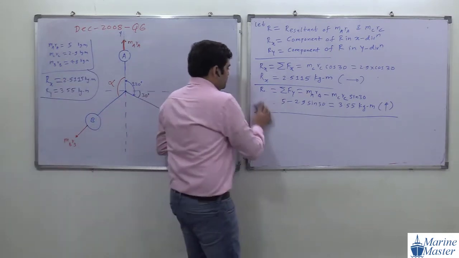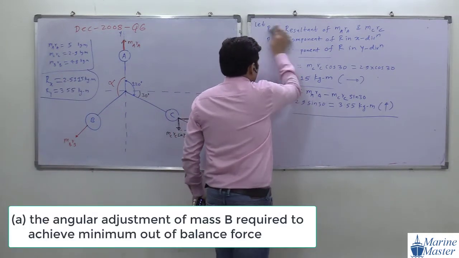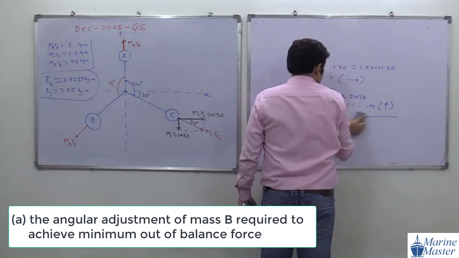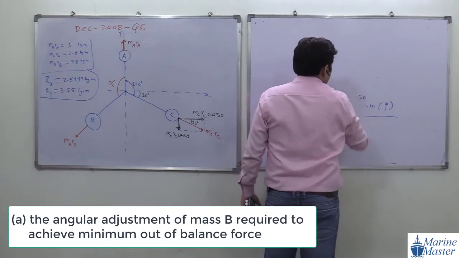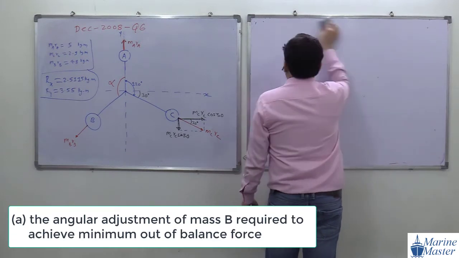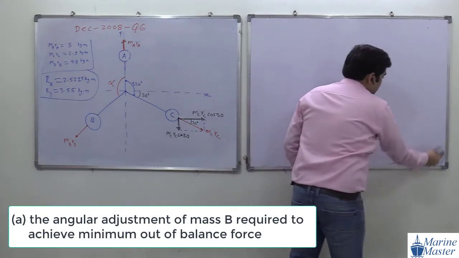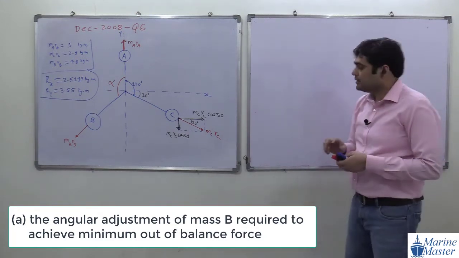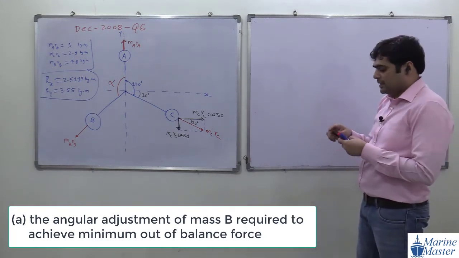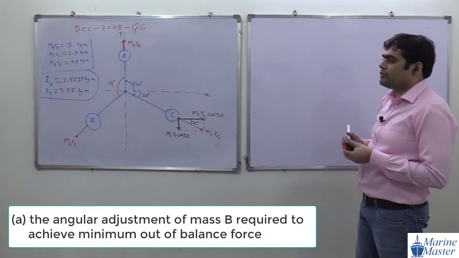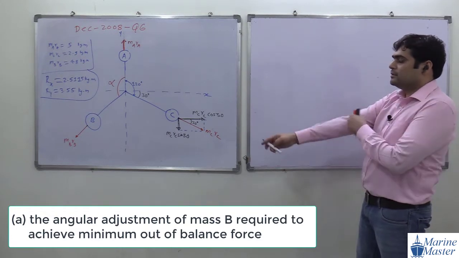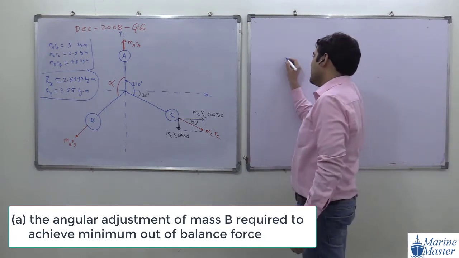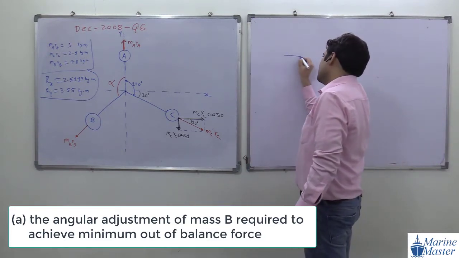So now try to see the next scenario. What we have to do? We calculated Rx and Ry. By using Rx and Ry, what we will get? Resultant R. Okay, good. So here, this is the direction of Rx.